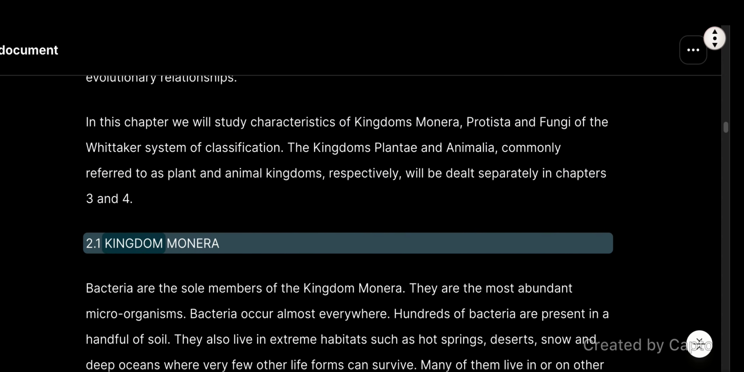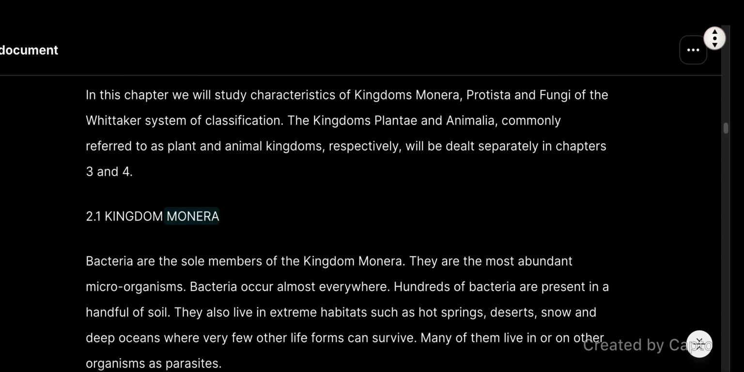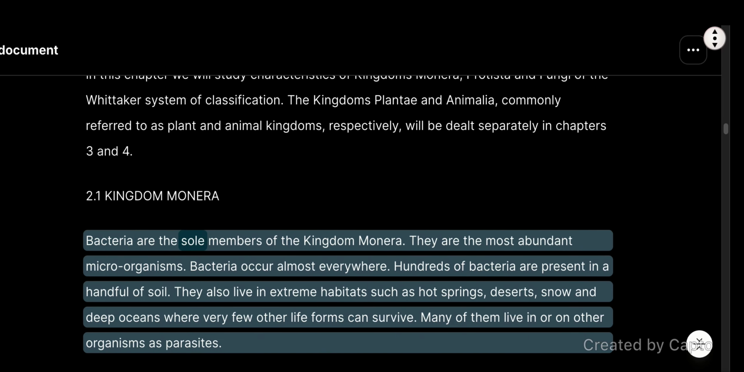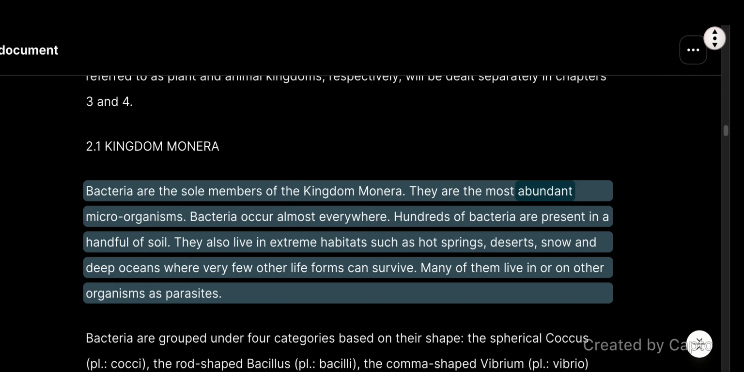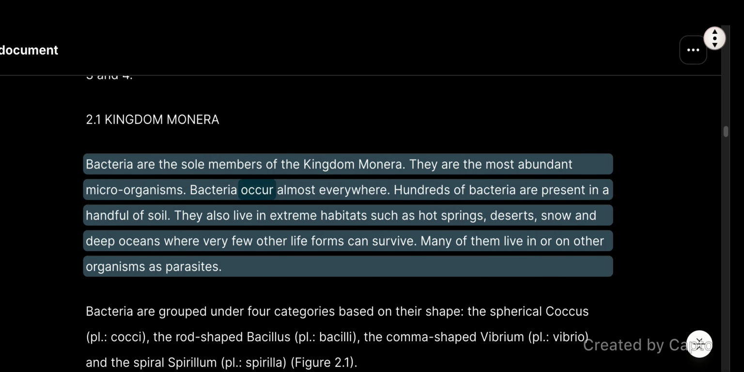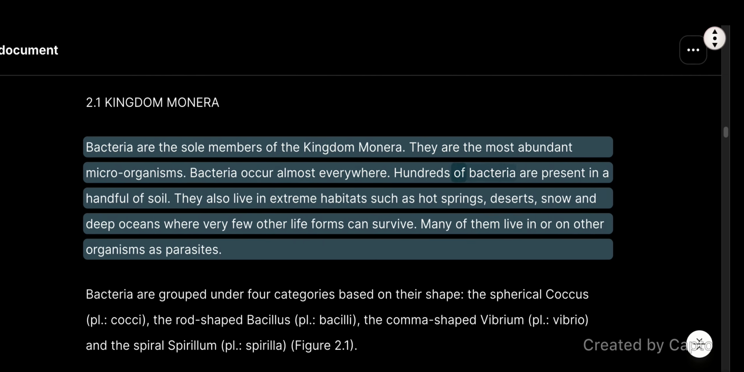2.1 Kingdom Monera. Bacteria are the sole members of the kingdom Monera. They are the most abundant microorganisms. Bacteria occur almost everywhere. Hundreds of bacteria are present in a handful of soil. They also live in extreme habitats such as hot springs, deserts, snow, and deep oceans, where very few other life forms can survive. Many of them live in or on other organisms as parasites.